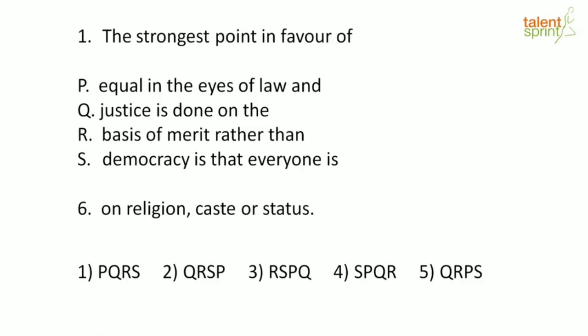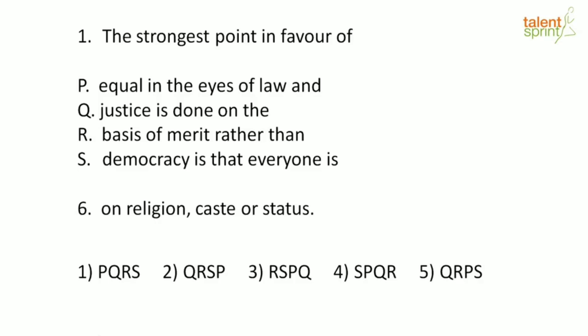Again, you know what democracy is, right? For the people, of the people, all of that, which is talking about being equal for everybody. We understand that about democracy. So it is that everyone is equal in the eyes of law, and you can automatically connect and create the remainder of the sentence: and justice is done on the basis of merit rather than on religion, caste, or status.